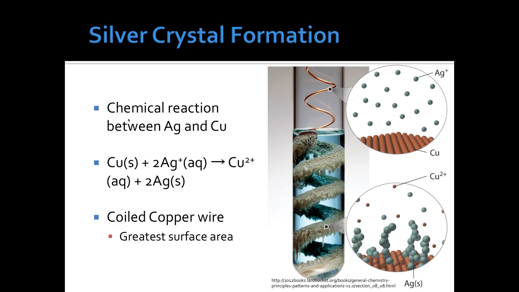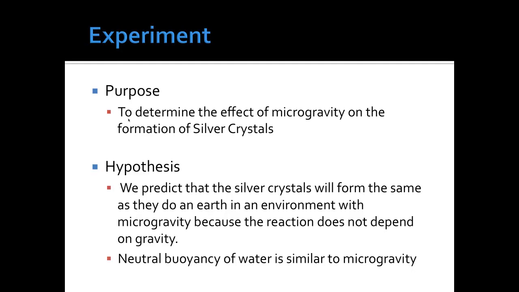The experiment is a chemical reaction between copper and silver nitrate. We also use a coiled wire because it just gives the most surface area for the crystals to grow on. When the solution touches the copper, the silver ions reduce to metallic silver, and some copper dissolves, which creates a blue water. The purpose of the experiment is to determine the effect of microgravity on the formation of silver crystals.